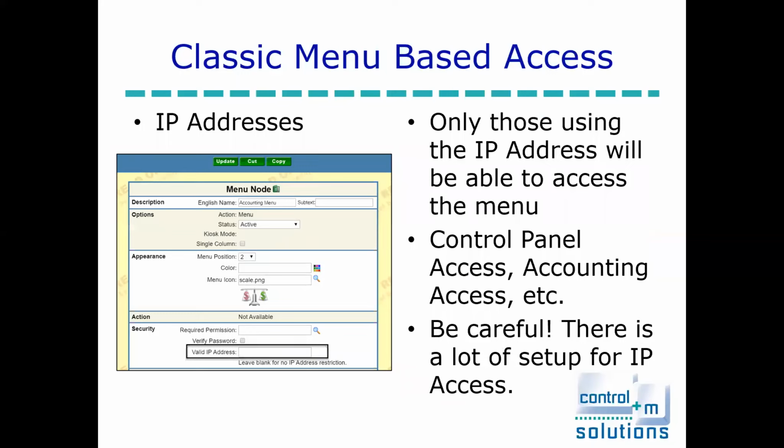The third and final way we can control menu node access within Plex Classic is by using valid IP addresses. What you would do here is simply enter your IP address. Now this can be something like the IP address for your entire office building, and so anyone who's using that IP address would be able to access that menu. If somebody is outside of that IP address, that access to that menu node is going to be taken away. This is primarily used for something like the accounting menu or even control panel access so that you can't have people logging in from home to the control panel.